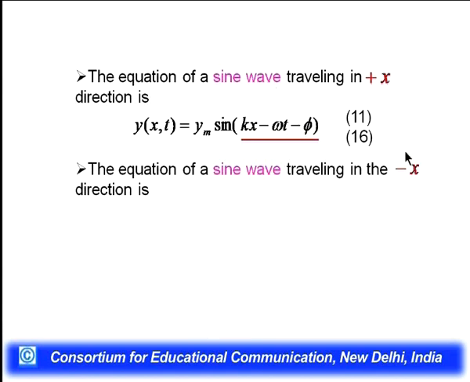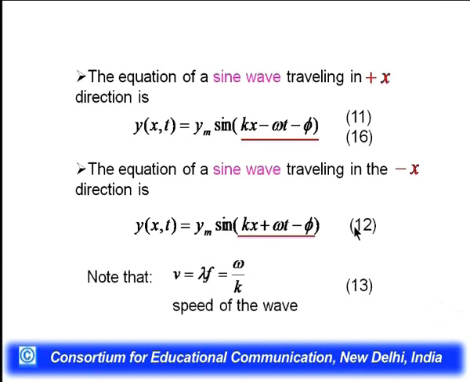If the sine wave travels along the minus x direction, in the opposite direction, then this term will become positive, meaning y(x,t) = y_m sin(kx + omega t - phi). This is the new equation we get if the sine wave is moving in the minus x direction. v = lambda f, which we can also write as omega by k, angular frequency divided by the propagation constant. That defines the speed of the wave, meaning the velocity of the wave is lambda f, or omega by k.